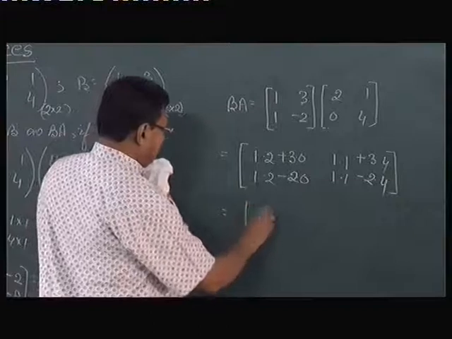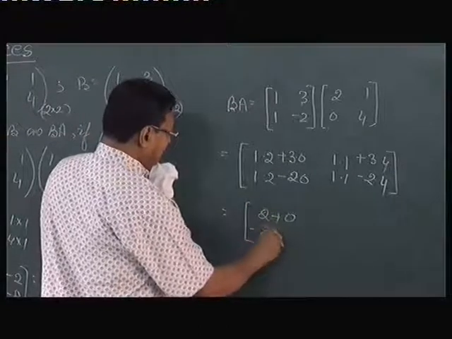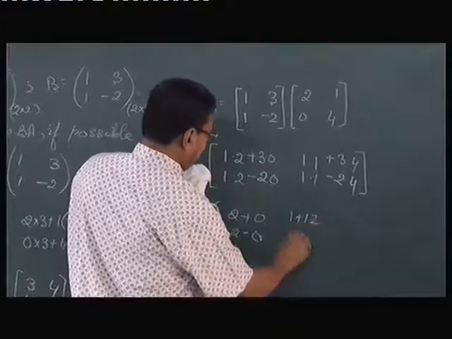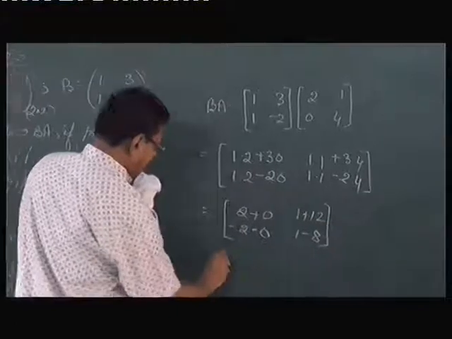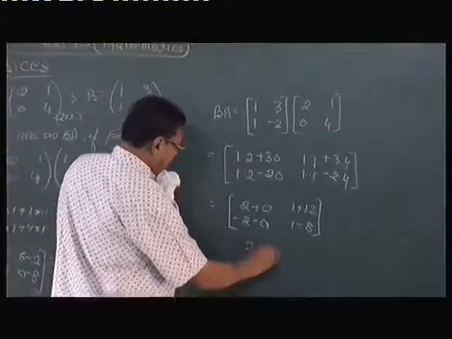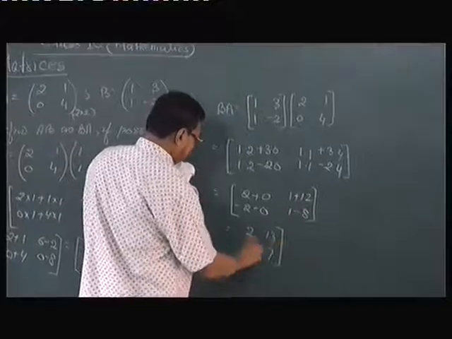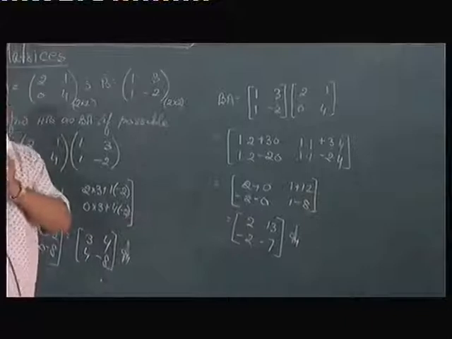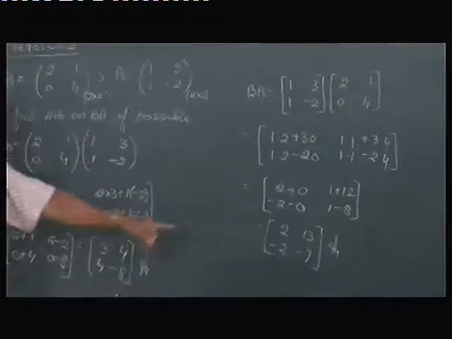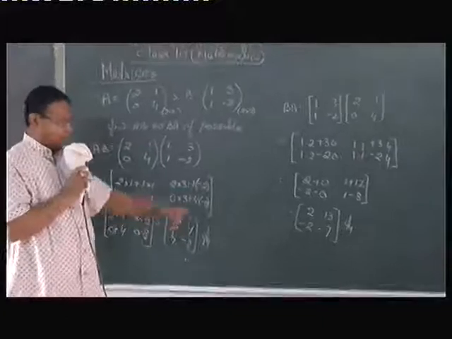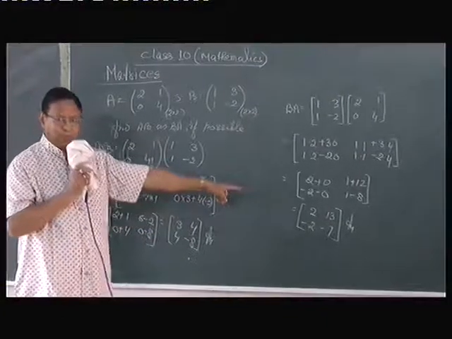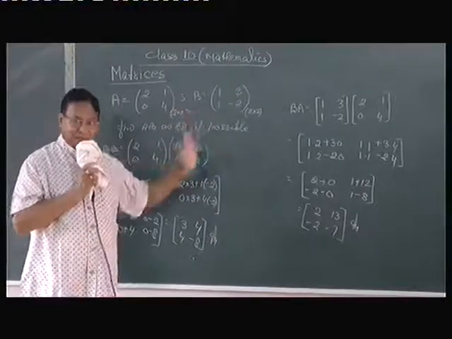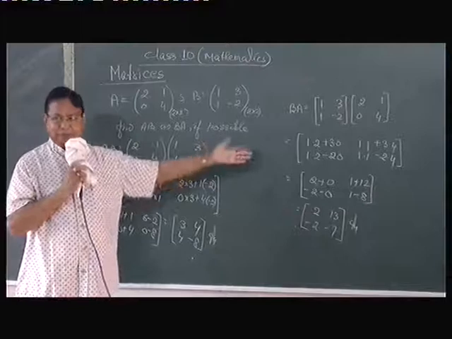So this comes to 2 plus 0, minus 0, 1 plus 12, 1 minus 8, come to 2 minus 2, 13 minus 7. Now look at the answers. Is AB equal to BA? See, the corresponding elements are not equal. Here is 3, there is 2. Here is 4, that's 13. So even if we can multiply it in the reverse order, the result may not be the same.